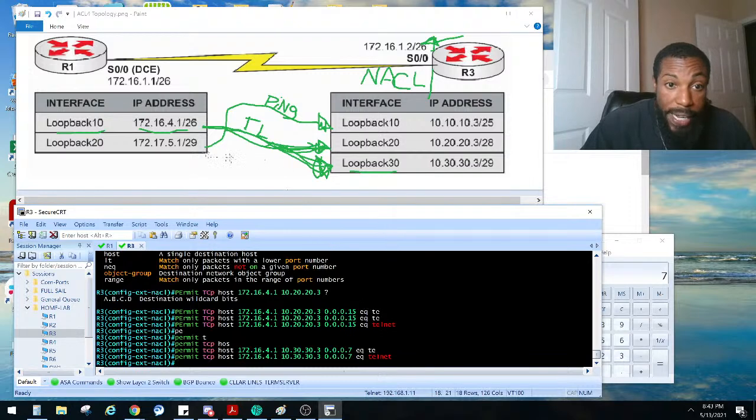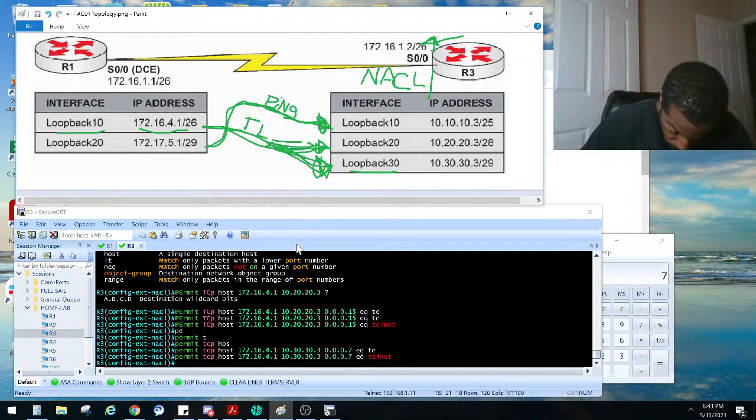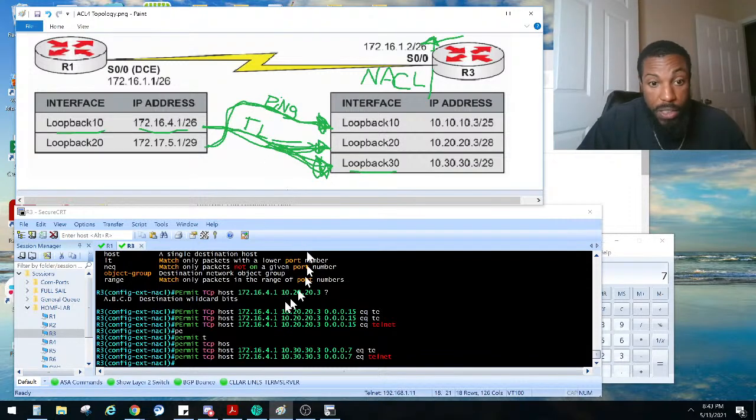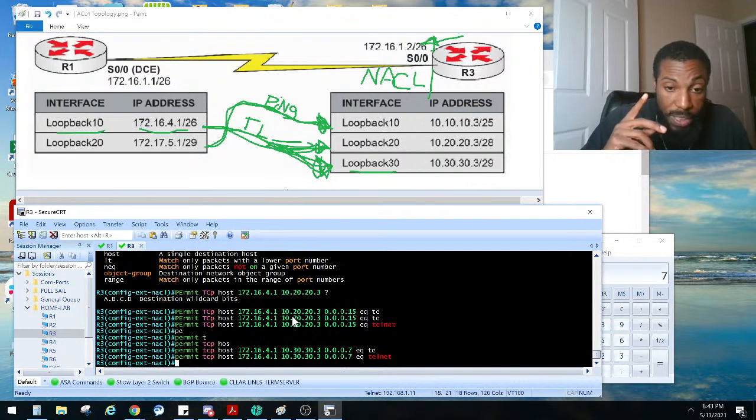Then we got to do this part right here. Add another line to the extended ACL to allow only ping traffic from router 1's loopback 20. This one right here, that ping traffic. Now we got to create a rule for that. So this tells us it's 3 rules: that rule, this rule, and that rule, right? So let's go and do that. It's the same ACL, which in my case is 150.